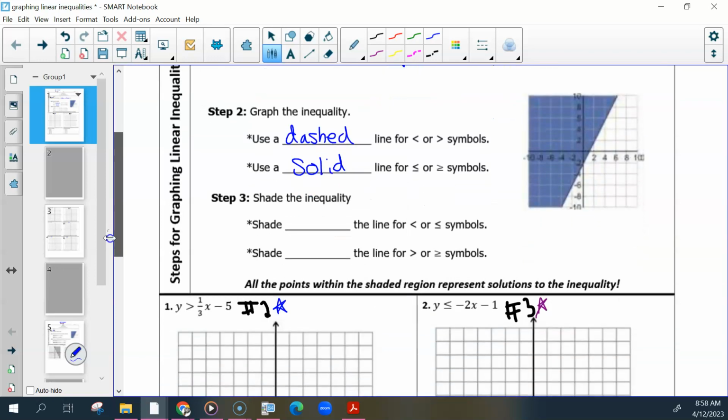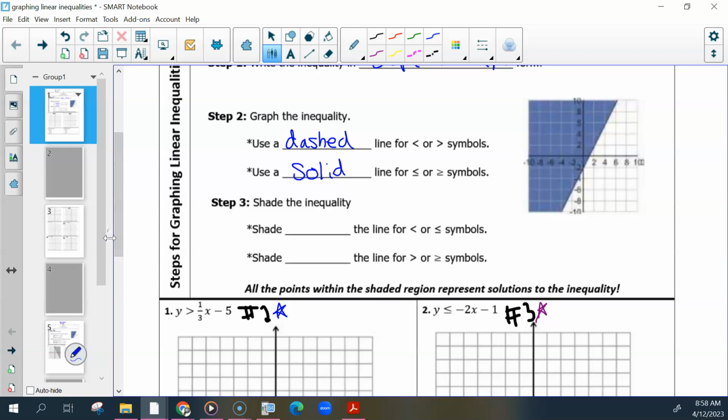Then on top of that, we'll also have to shade, because the inequalities talk about solutions. It gives you a lot of solutions. So if we have less than or equal to, we're going to shade below the line. And greater than or equal to, we're going to shade above. So we're going to jump around, do a few examples, and then move on to the next thing.